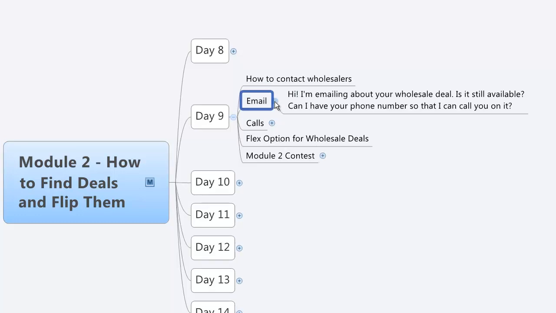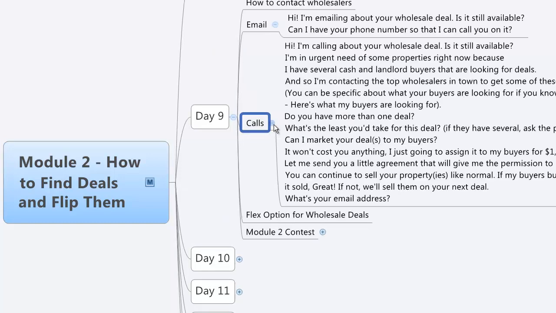Here's an email script that you can send if you don't have their phone number. You can email them and say, "Hi, I'm emailing about your wholesale deal. Is it still available? Can I have your phone number so that I can call you on it?" Remember, the purpose is to get their phone number, so that we can build a relationship with them. Got it?